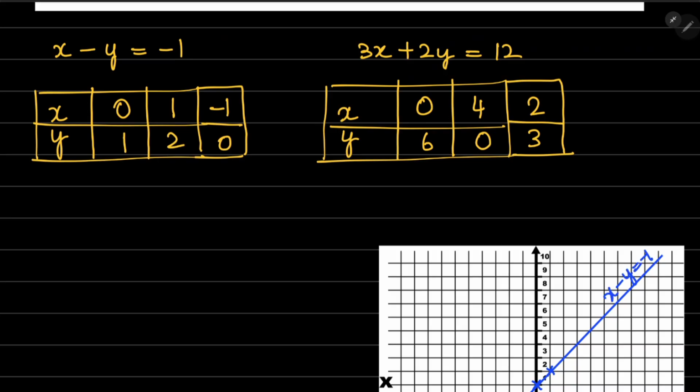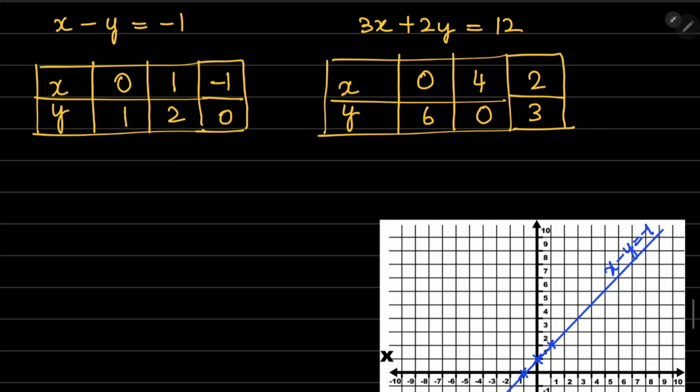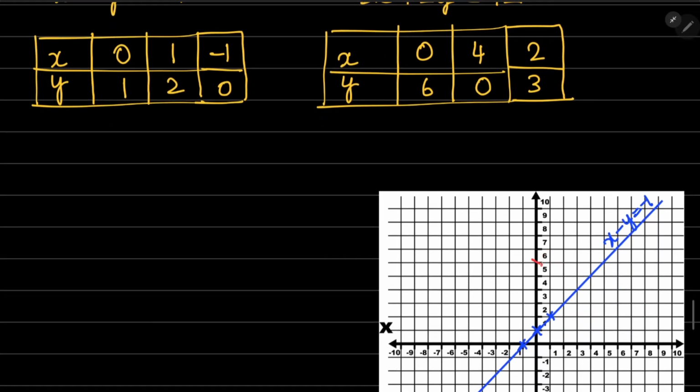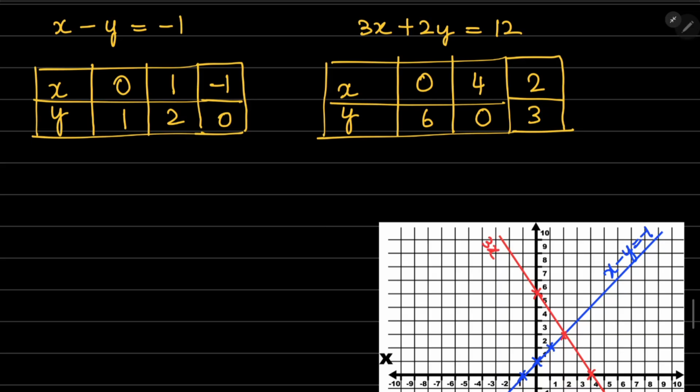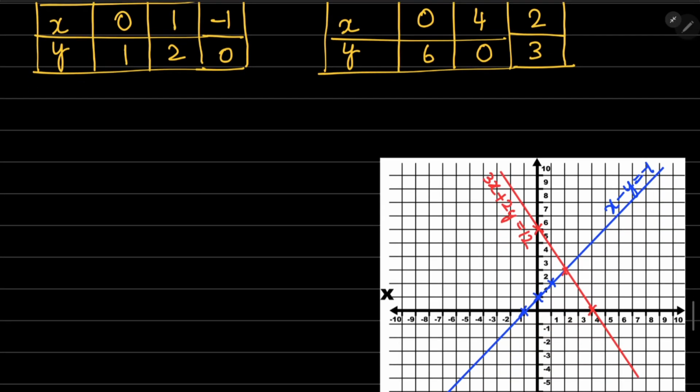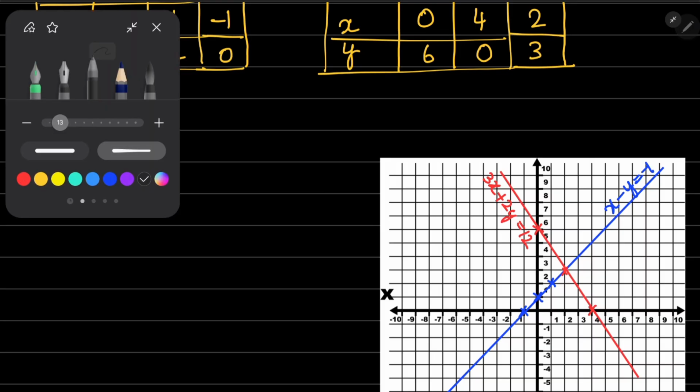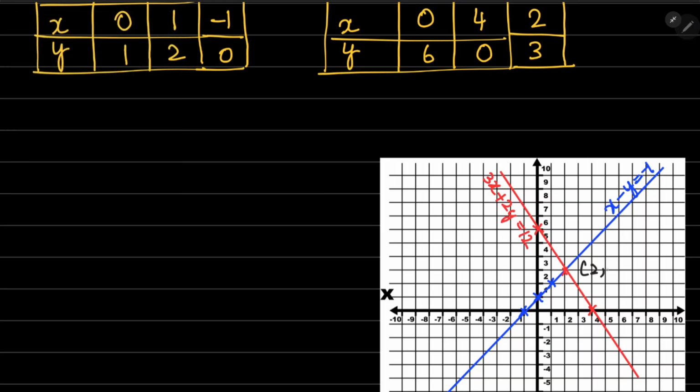What is the second line equation? The point 0 comma 6 is somewhere here, and then 4 comma 0 is here, and then 2 comma 3 is here. Again, let me draw a straight line, and write the equation which is being represented by that straight line, 3x plus 2y equal to 12. Where do the lines intersect? The lines intersect at 2 comma 3.